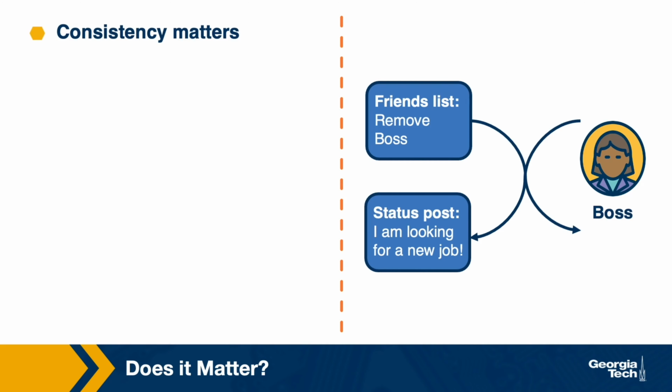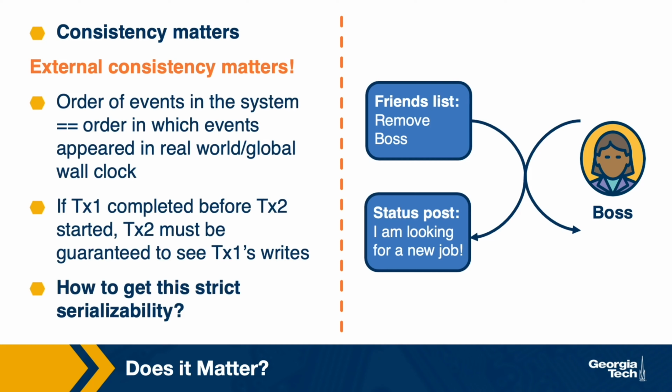However, you may very much rely upon the fact that the friends list update you perform to remove your boss from the friends list will be applied in the system, and your boss will be removed indeed from the friends list before you make some post announcing that you're looking for a new job. And we could have come up with some examples here that have much worse consequences. In short, consistency matters.